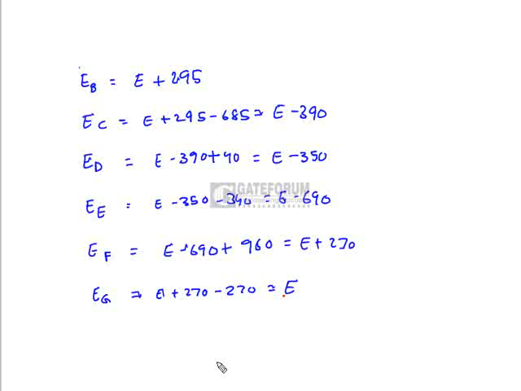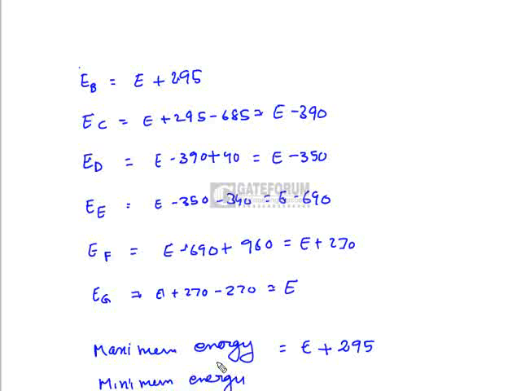Maximum fluctuation of energy is equal to the difference between the maximum energy stored in the flywheel and the minimum energy stored in the flywheel. Now the maximum energy stored in the flywheel is E plus 295, and the minimum energy is E minus 690.